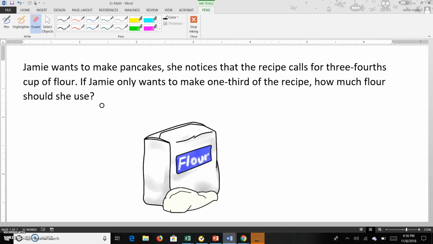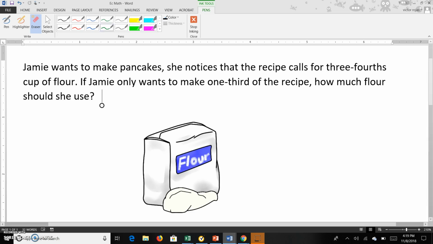Today we will be solving multiplication of fractions and justifying our answers using concrete, pictorial, and abstract models using the strategy of part to whole. Our corresponding word problem is the following. Jamie wants to make pancakes. She notices that the recipe calls for 3/4 of a cup of flour. If Jamie only wants to make 1/3 of the recipe, how much flour should she use?